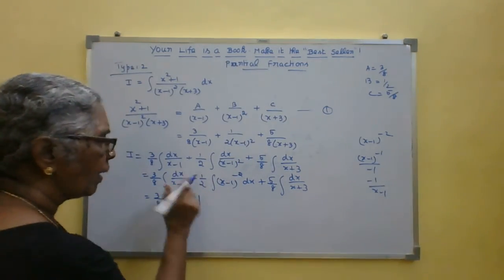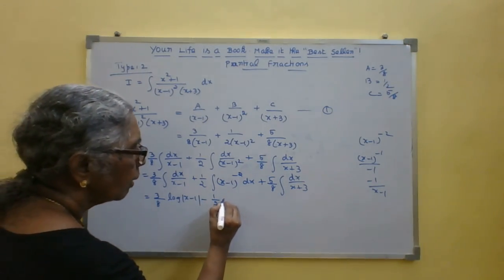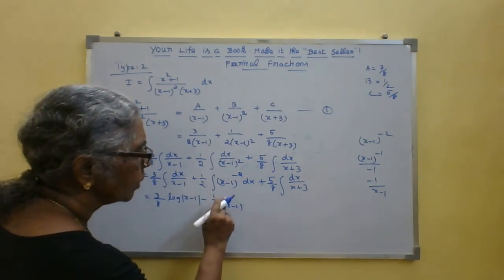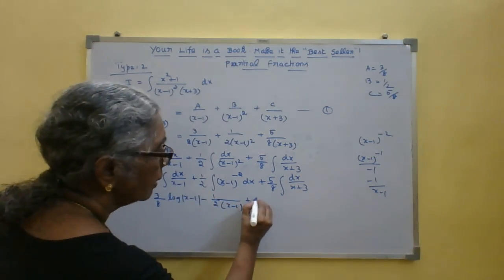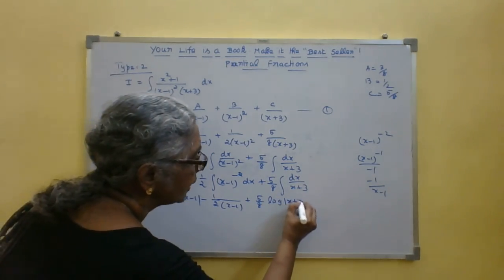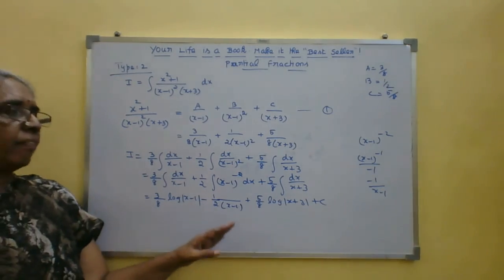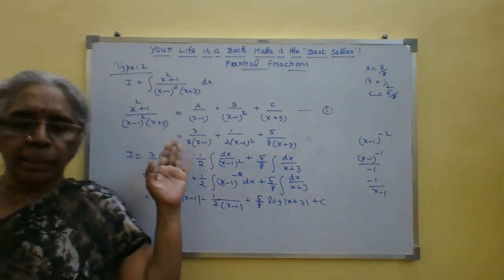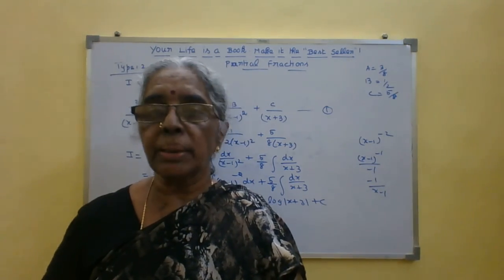So now you have a plus here. Write it as minus 1 by 2, here you will get an x minus 1. Okay? 1 by 2 into x minus 1. The last term will be 5 by 8 log mod x plus 3 plus c. So do you follow? So here the difference is in this term you are taking it to the numerator and then you are integrating. So hope you have understood these two types.